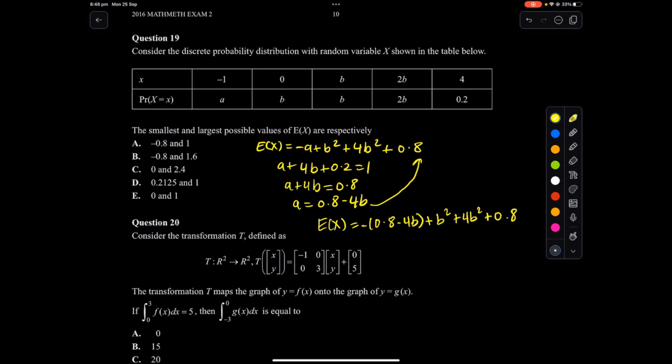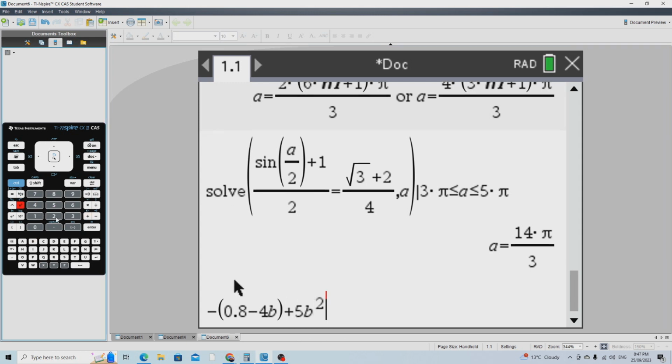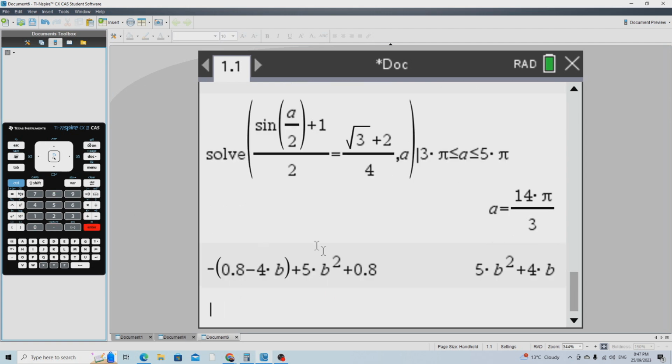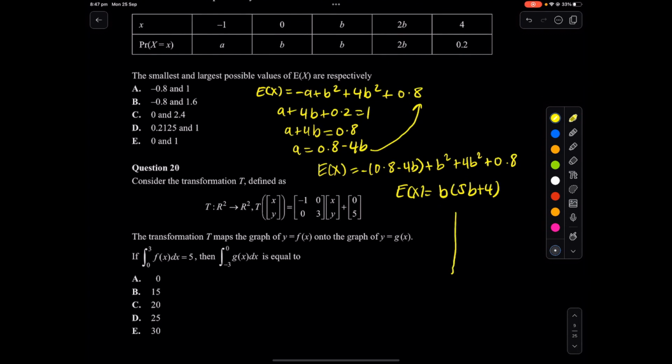So it will be negative 0.8 minus 4b plus, this just becomes 5b squared plus 0.8. And we get 5b squared plus 4b. Let's write that down. So expected value is, let's just take a common factor of b out, so it'll be b(5b plus 4).